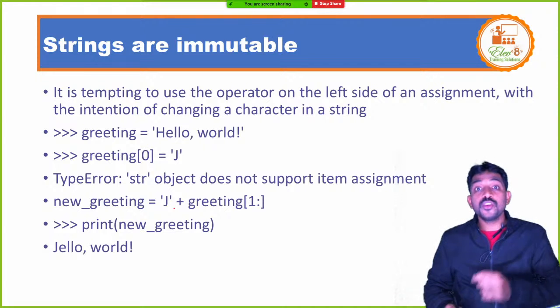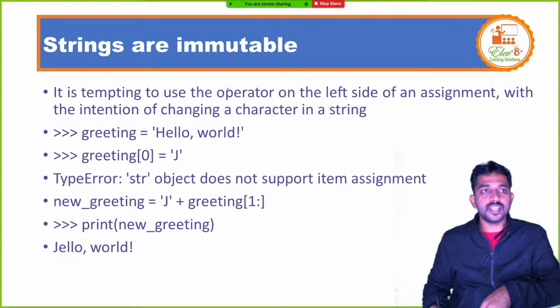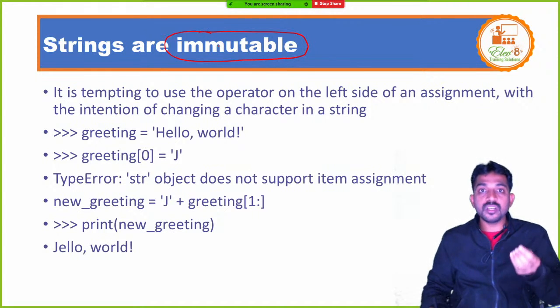Is this clear? If you want to change anything in strings, you should use slicing-based operations. It doesn't support direct changes. The reason behind that is strings are immutable. Please note this: strings are immutable. In Python, you can make the statement that strings are immutable.